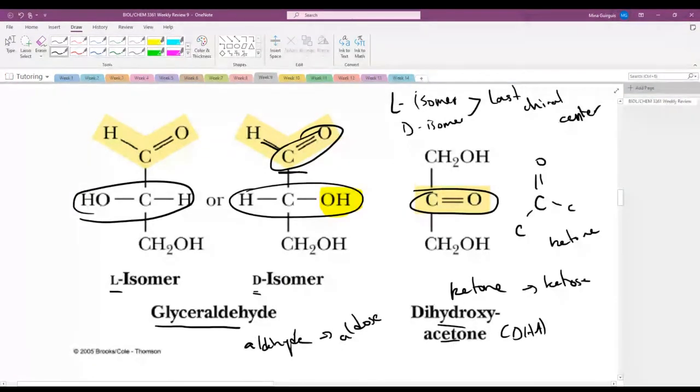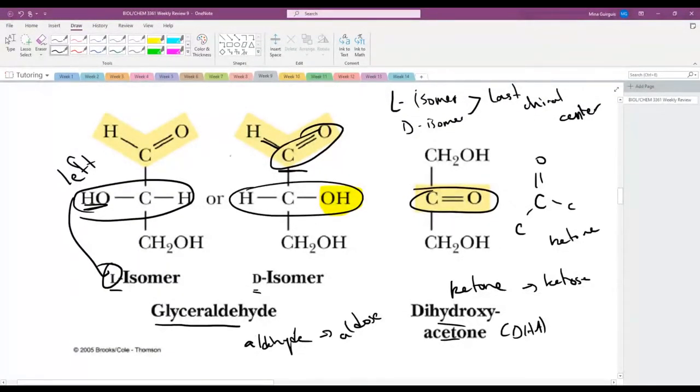And I personally think of it in terms of the hydroxyl group because I think left goes with the letter L, right? So that's how I think of it. If you want to think of it in terms of the hydrogen, you absolutely can. I think thinking of it in terms of the hydroxyl is easier.